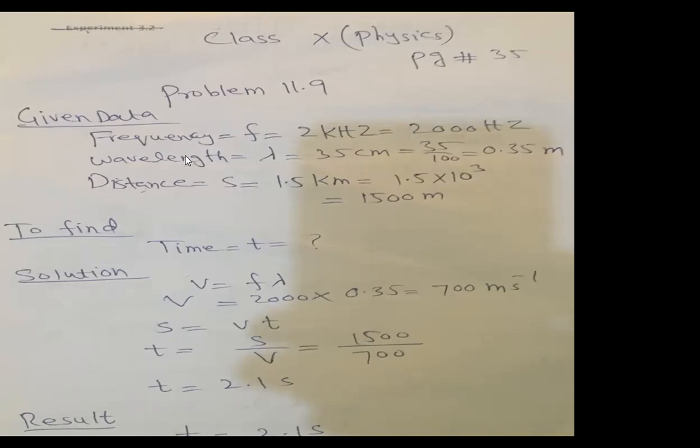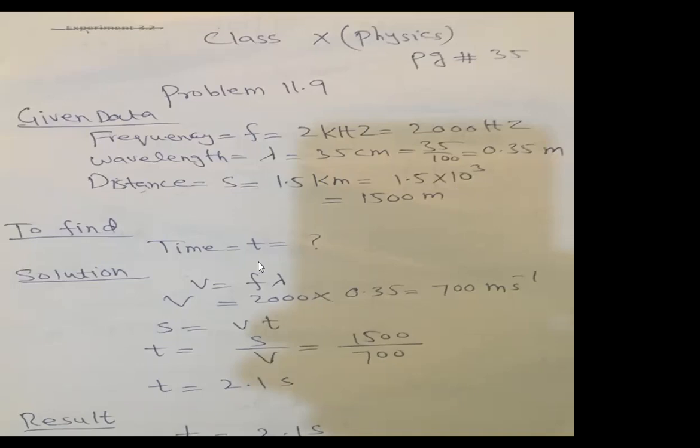Centimeter is a smaller unit of length, but we need to convert to the SI unit system, the International System. The unit of wavelength is meter, and centi stands for 10 to the power -2. So if you divide 35 by 100, you will get 0.35 meter, which is the SI unit of wavelength. Distance is given to me as 1.5 kilometer. Again, kilo means 10 to the power 3, so if you multiply 1.5 by 10 to the power 3, you will get 1500 meter.